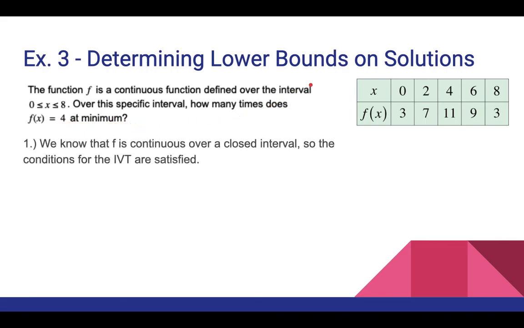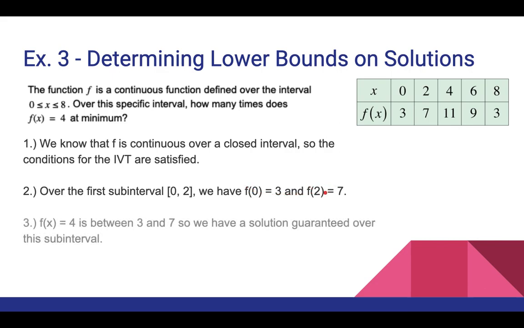So again, we know that f is continuous over a closed interval, so the conditions for the IVT are satisfied. Now we look at our first subinterval, 0 and 2. We see that f of 0 equals 3 and f of 2 equals 7. So since 4 is between 3 and 7, we have a solution guaranteed over this subinterval. So we know we have one solution so far. Now we move on to the next subinterval. From 2 to 4, we see y values of 7 and 11. 4 is not between 7 and 11, so we have no solution guaranteed over this subinterval.